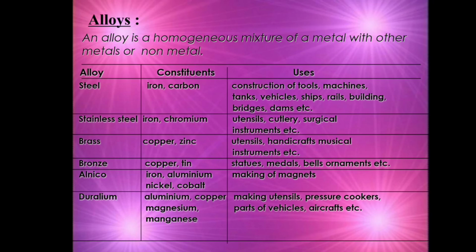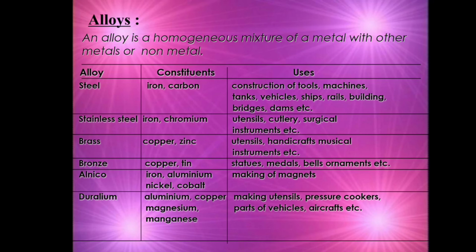Now, what are alloys? An alloy is a homogeneous mixture of a metal with other metals or non-metals. For example, let us see steel alloy. Its constituents are iron and carbon. And what are the uses? Construction of tools, machines, tanks, vehicles, ships, rails, buildings, bridges and dams, etc.